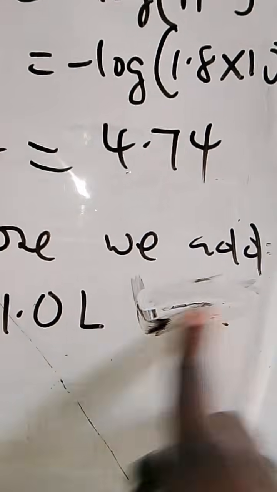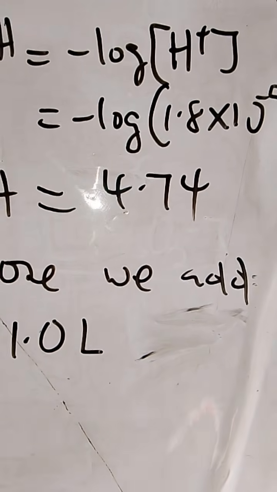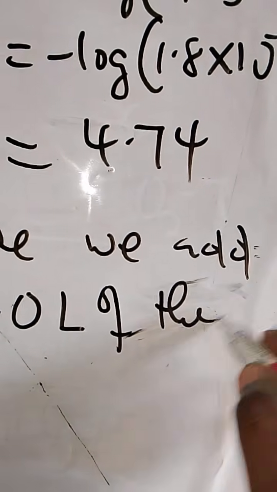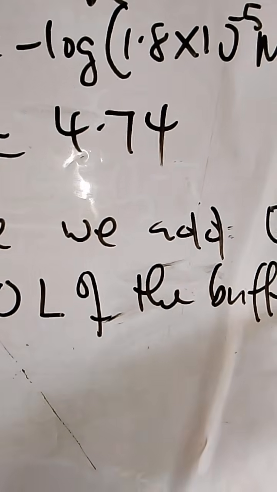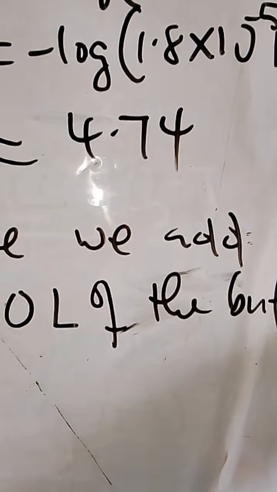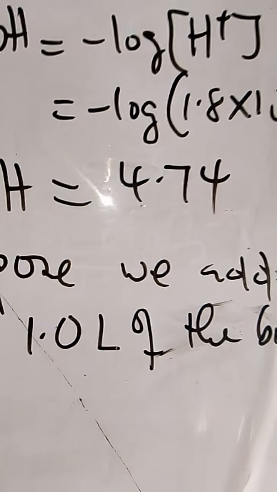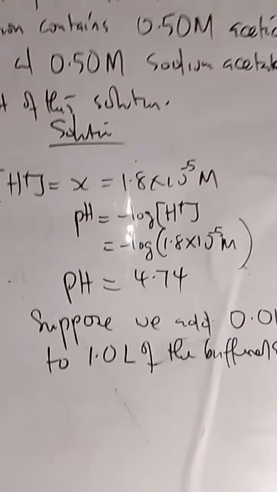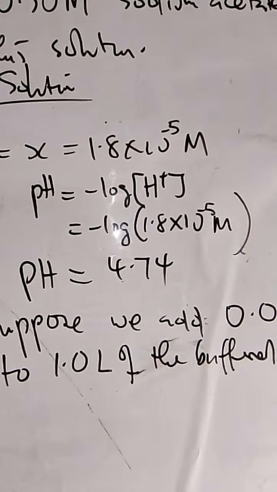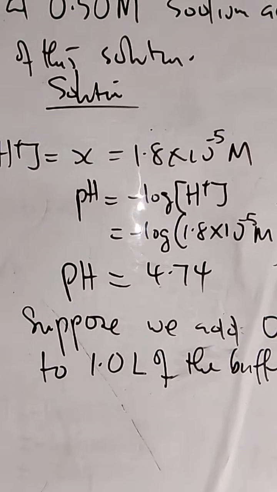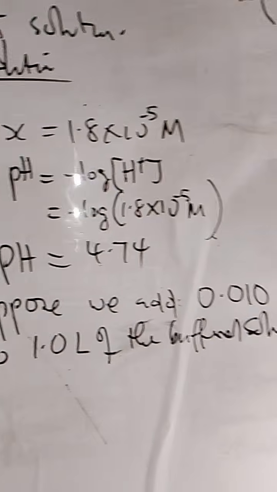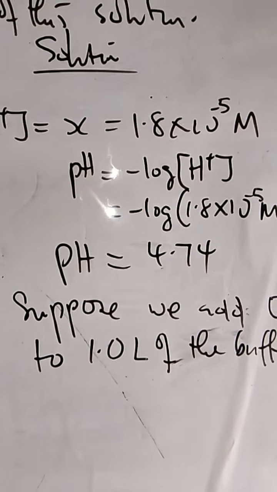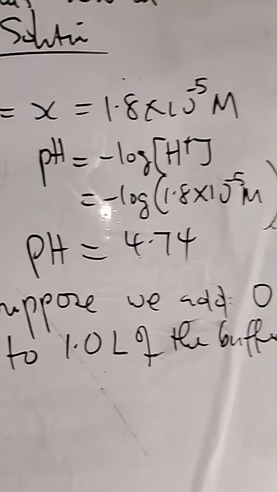We add this. Suppose we add 0.01 more mole of sodium hydroxide to 1.0 liter of the buffered solution. So what will be the changes in the pH? Are there going to be any changes in the pH of this buffer after adding that base?